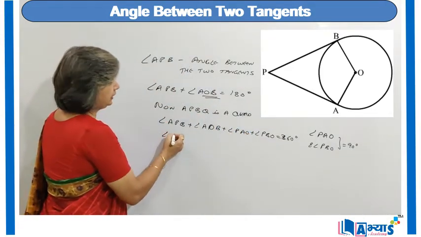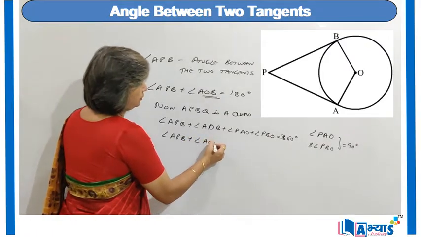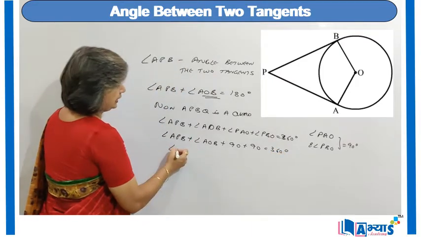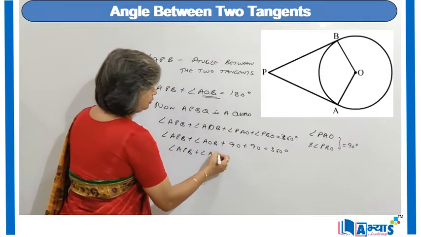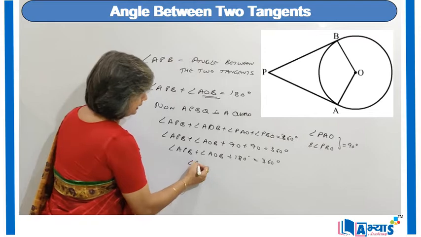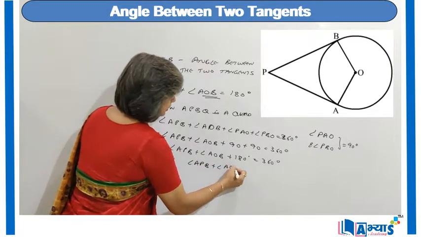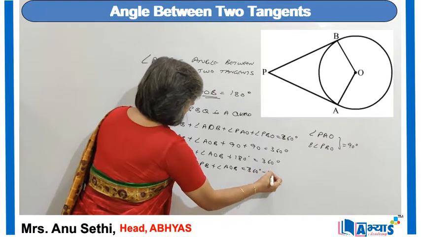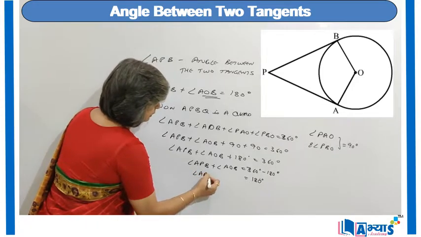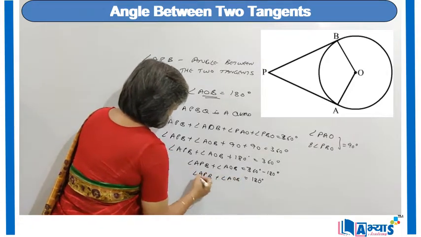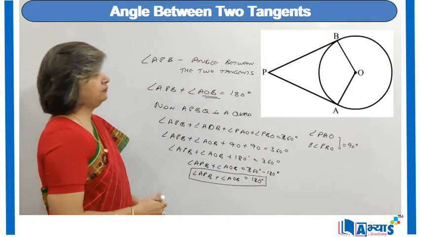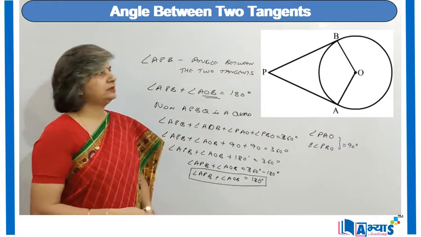Substituting these values we will get angle APB plus angle AOB plus 90 plus 90 is equal to 360 degrees. Or we can say angle APB plus angle AOB plus 180 degrees is equal to 360 degrees. Or angle APB plus angle AOB is equal to 360 degrees minus 180 degrees, that is 180 degrees. Hence we have proved that angle APB plus angle AOB is equal to 180 degrees.